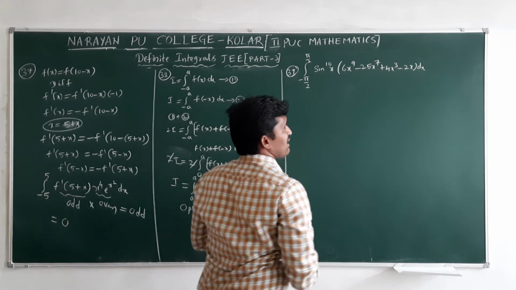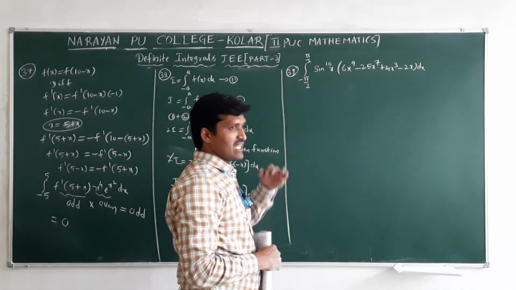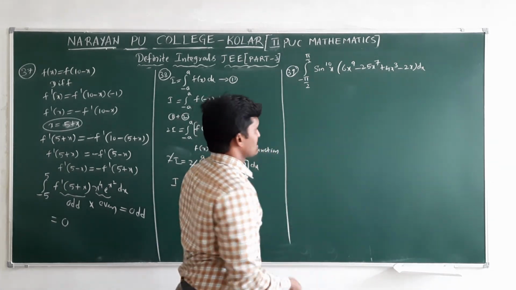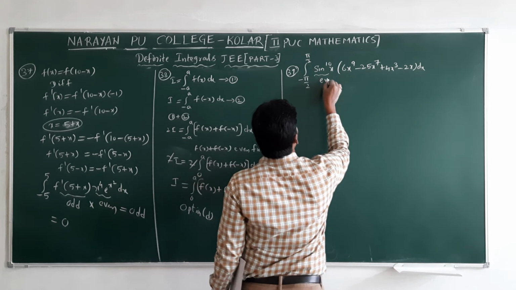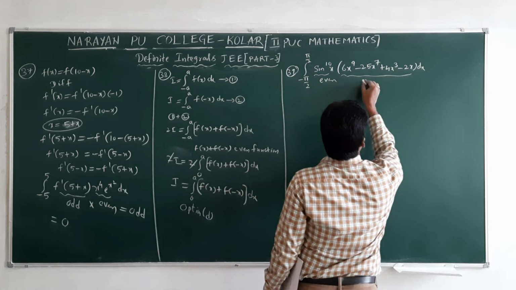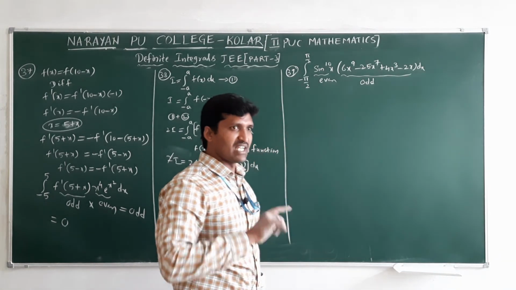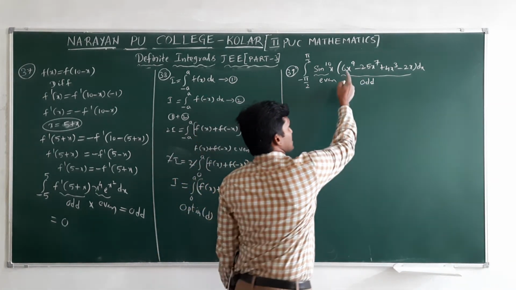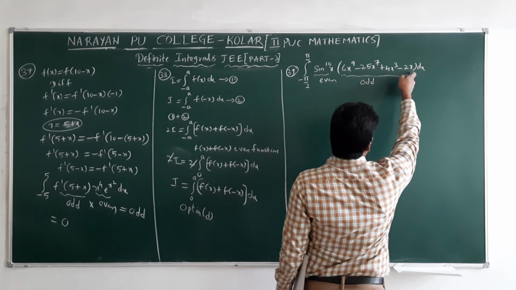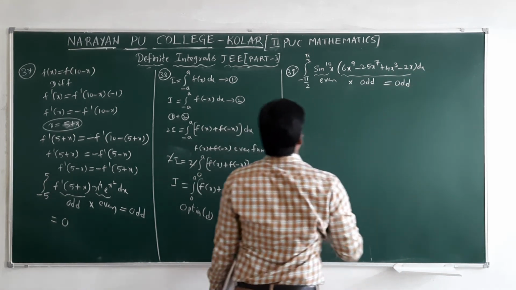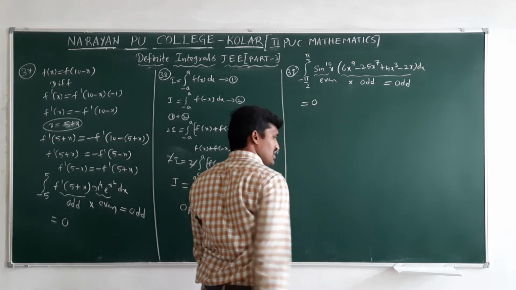Now sin to an even power is an even function. Actually sin is an odd function, but when an even power is there, it becomes an even function, and this other factor is completely odd. Any variable with an odd power gives a negative, that's why this is an odd function. So even into odd function, what will we get? Odd function. For an odd function, the integral value is how much? 0.